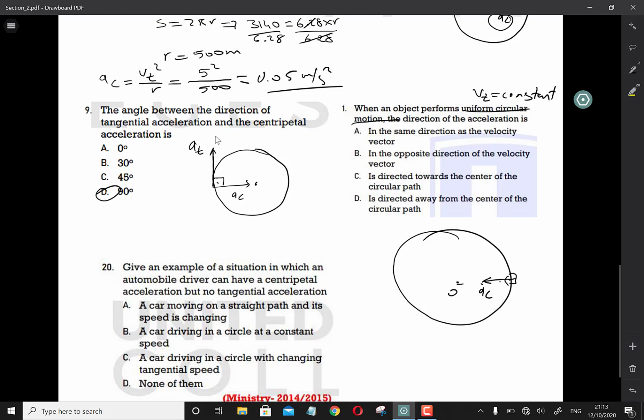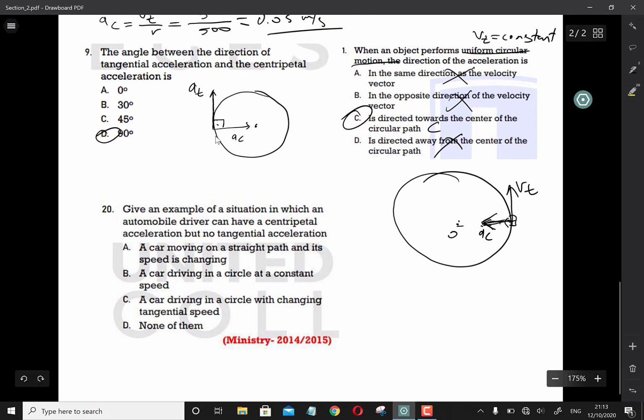In the same direction as the velocity vector? No, the velocity vector is tangent to the circle. It is not correct. In the opposite direction of the velocity vector? Not correct. It's directed towards the center of the circular path. Yes, the direction of the centripetal acceleration is the acceleration of the object. Correct. Is directed away from the center of the circular path? It is incorrect. C is the correct answer.